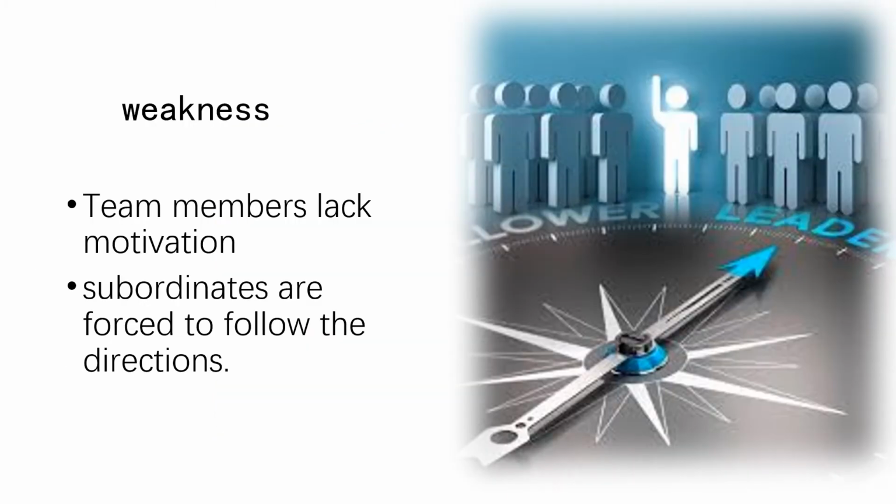The weaknesses include that team members lack motivation and the subordinates are forced to follow directions. Firstly, the main reason for the lack of motivation of the team is that the leaders need to allocate a large number of tasks to the employees. The leaders cannot explain and analyze the task facts one by one. And the second disadvantage is that employees can only complete tasks according to the leadership's rules, and cannot be independent and innovative, so the team is very passive.